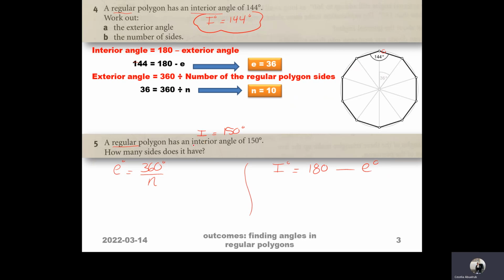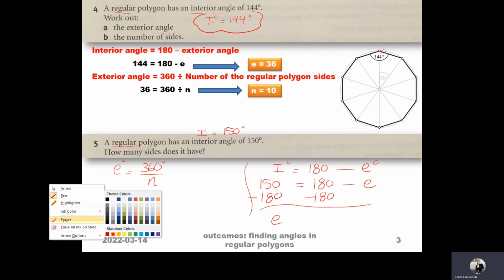Okay, what is given to us? I is given to us, so we're going to go to this formula. We're going to substitute I as 150 is equal to 180 minus E. And then we're going to apply opposite operations to find the unknown E. So we're going to say minus 180 and minus 180. Whatever I apply to the right, I must apply to the left side of the equal. So sorry, I got ahead of myself.